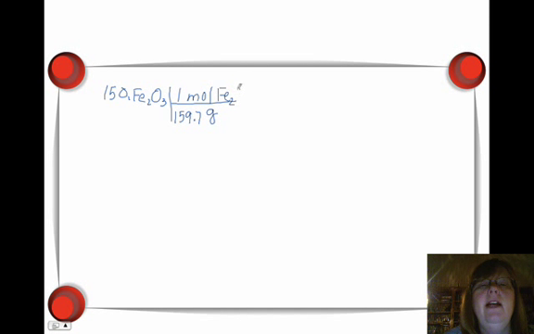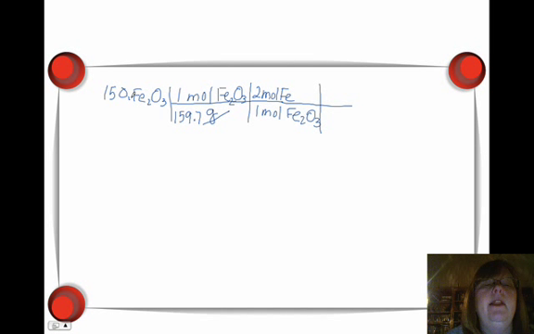Now, I don't have my balanced equation on this slide, but you can look back on the other slide. And we see from the mole to mole ratio that 2 moles of iron are formed for every mole of iron(III) oxide that is reacted. So now we are converting from our iron(III) oxide to our iron. So notice our grams cancel. The moles of the iron(III) oxide cancel.